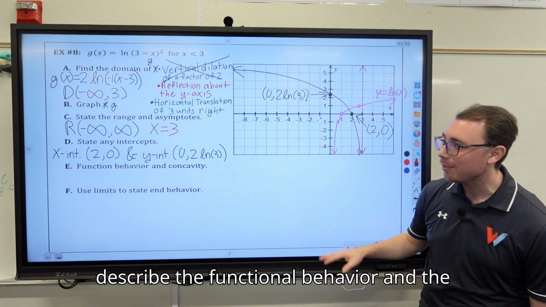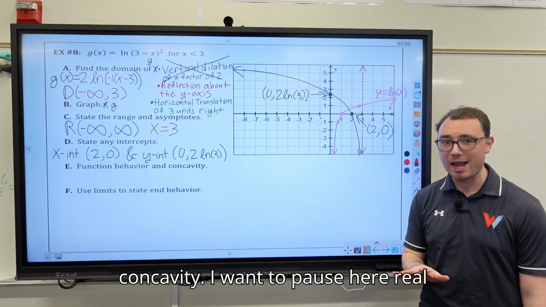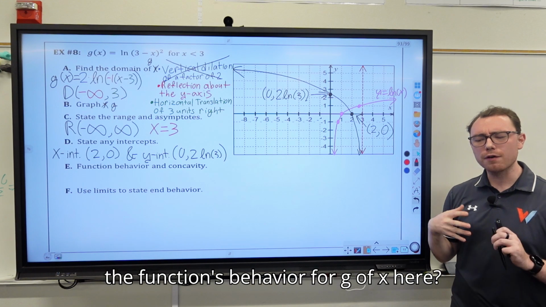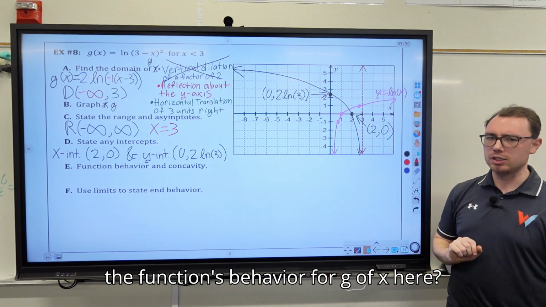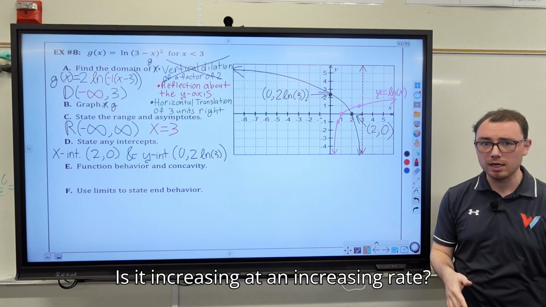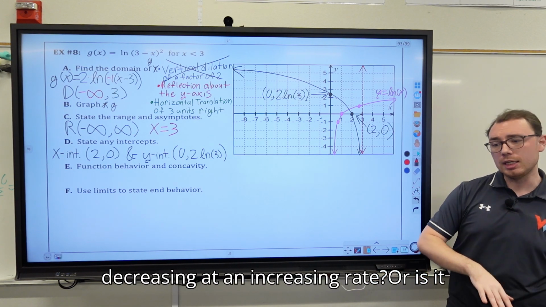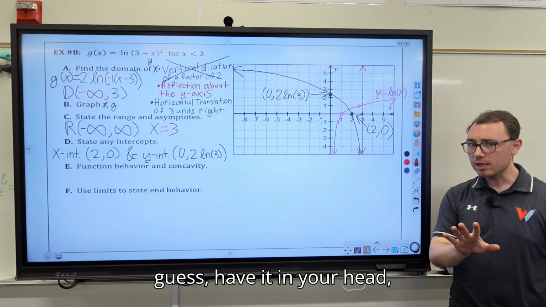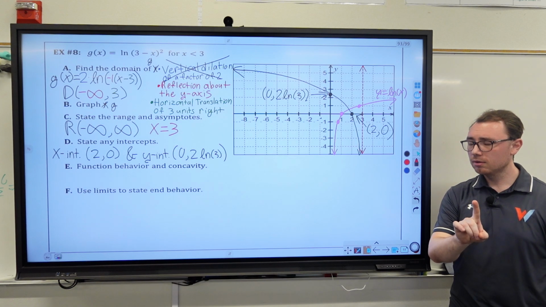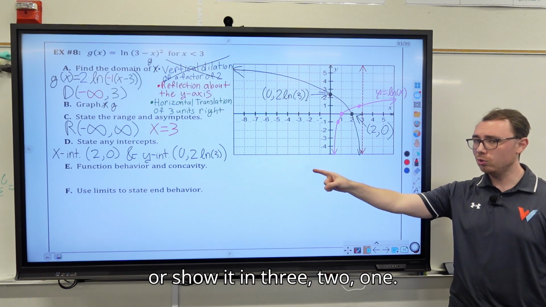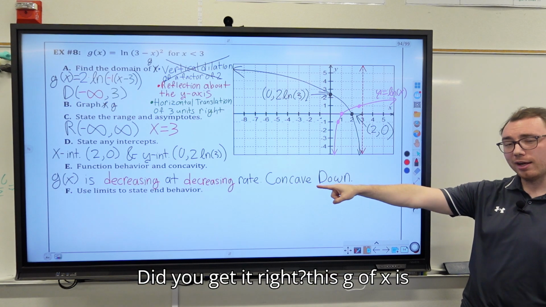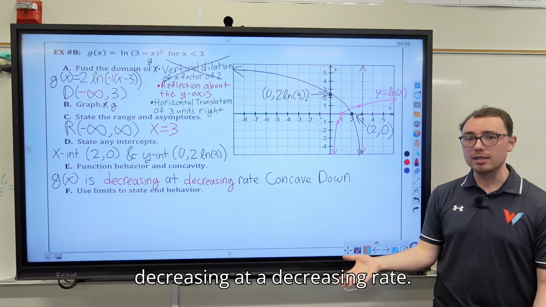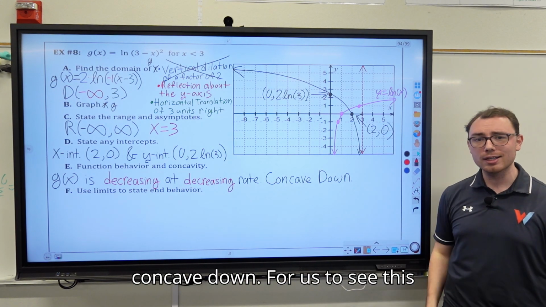We now can describe the functional behavior and the concavity. I want to pause here real quick. Make a guess. What is the function's behavior for g of x here? Is it increasing at an increasing rate, increasing at a decreasing rate? Is it decreasing at an increasing rate, or is it decreasing at a decreasing rate? Make your guess. Have it in your head. I'll show it in 3, 2, 1. Did you get it right? This g of x is decreasing at a decreasing rate. It's really easy for us to see that it's concave down.